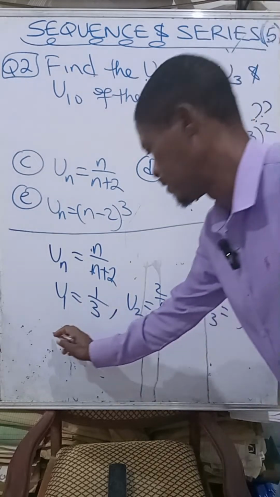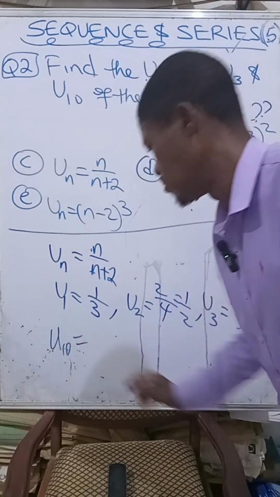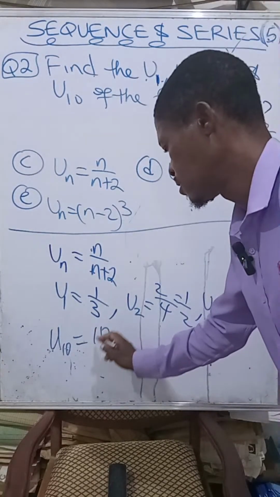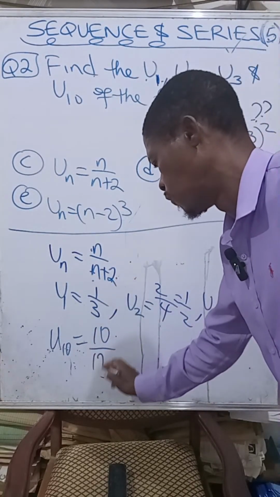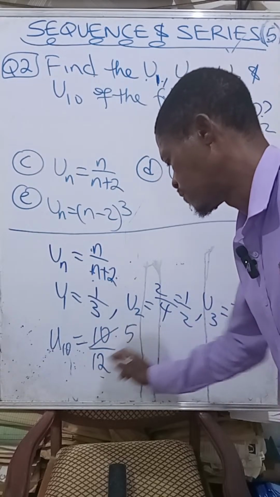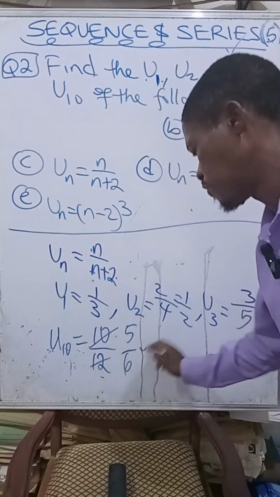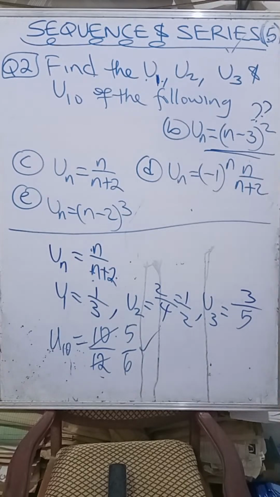And then for u10, do the same thing also. n is 10, and then 10 plus 2, that's 12. Get the equivalence of that fraction. So that's 5 over 6. That one is done also.